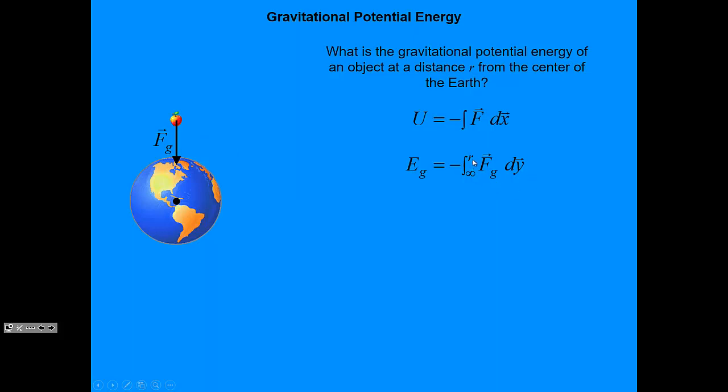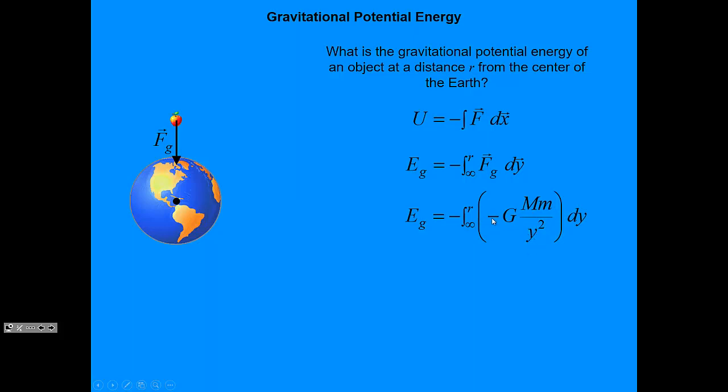And then our limits of integration: we're going to start at infinity and end at r. We're going to start the apple at infinity and drag it to r, and then say, okay, how much gravitational potential energy does it have? So it's the negative of that integral. Well, the force of gravity is a negative big G m m over y squared. We're using y instead of r here.